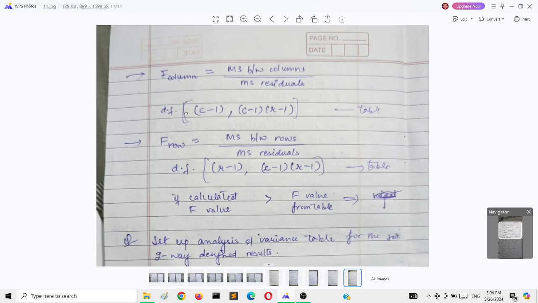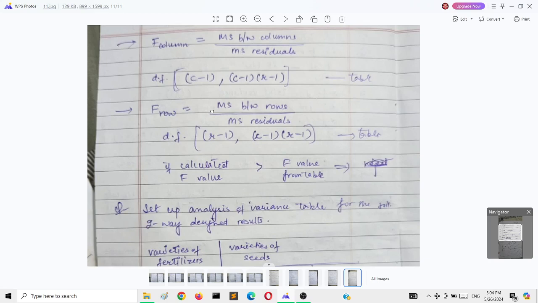Okay, so in the previous scenario you had a pair to find the critical value from the table. Here you will get the degrees of freedom as (c minus 1) comma (c minus 1) multiplied by (r minus 1). That's from the table. Firstly you have c, the number of columns, minus 1, and then the second value is (c minus 1) into (r minus 1).